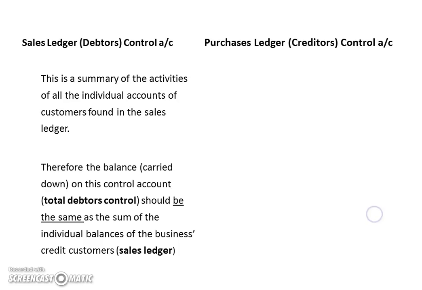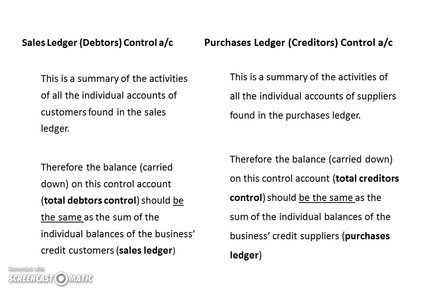Sales ledger control, this is a summary of all the activities of the individual accounts of the credit customers found in your sales ledger. So you would expect then that the balance at the end of this control account, which is the total debtors, should be the same as the sum of the individual balances of each customer found on your sales ledger. That's why it's called a control.